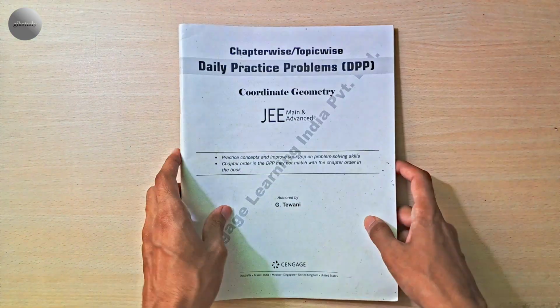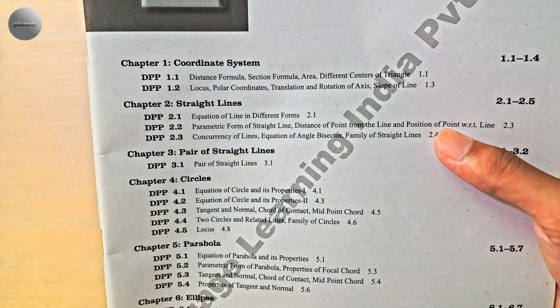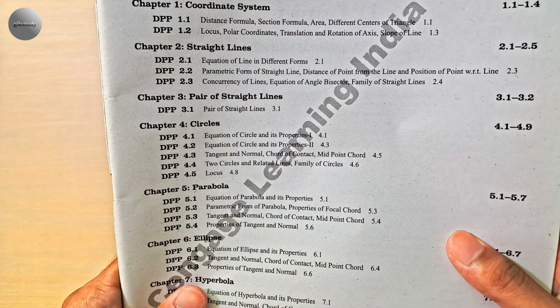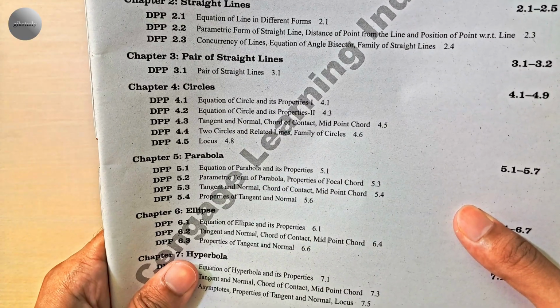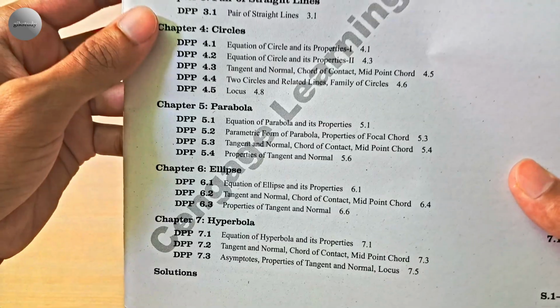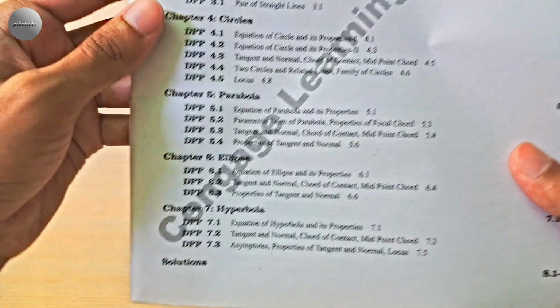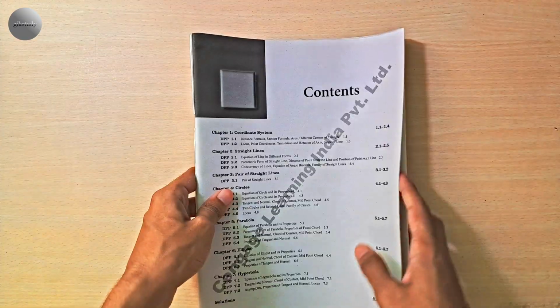Now let's see the DPP. Here you can see the DPP. Okay, here you can see the contents page. There are several DPPs for each of the chapters. Chapter 1 coordinate system, chapter 2 straight lines, then chapter 3 pair of straight lines, then chapter 4 circles, then chapter 5 parabola, chapter 6 ellipse, chapter 7 hyperbola, and after that you get the solutions.